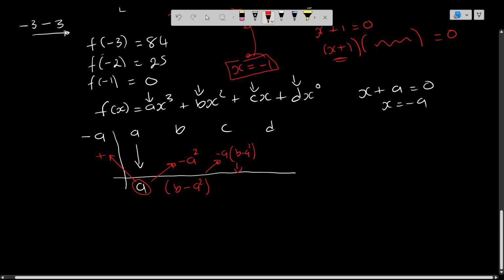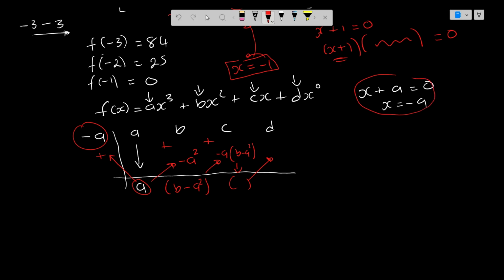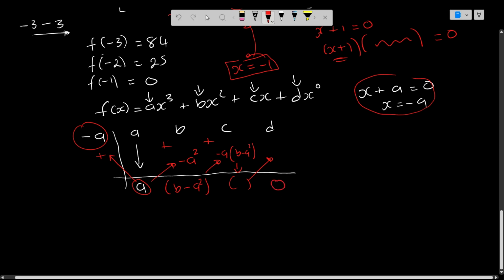Then you drop that down. So you add these two, then the answer that you get after adding these two, you multiply it with that, and then you put it there, and then you add these two. So if it is indeed a factor of this polynomial function, then you should get your remainder as 0.